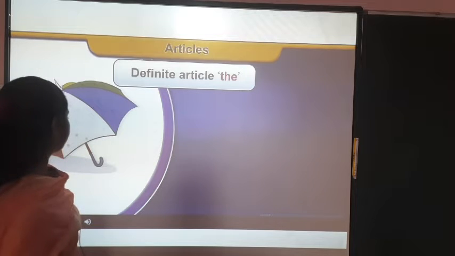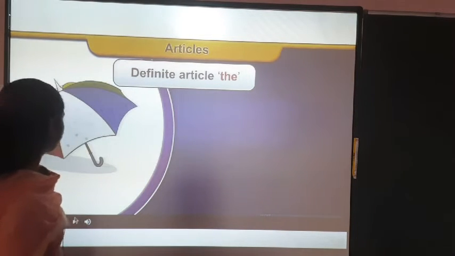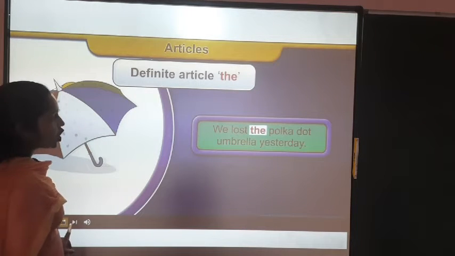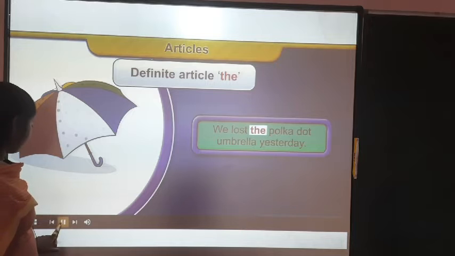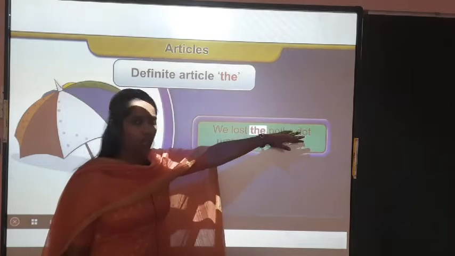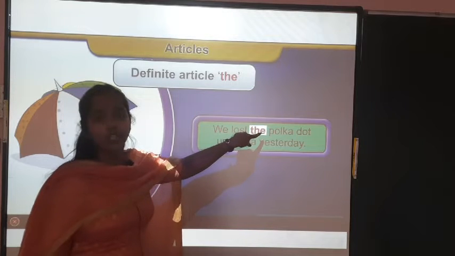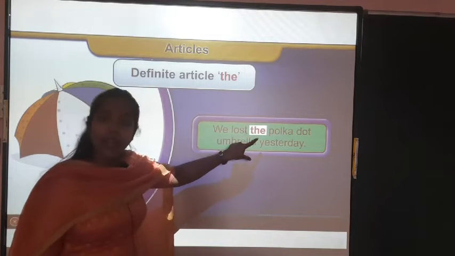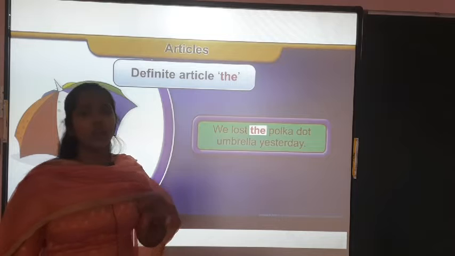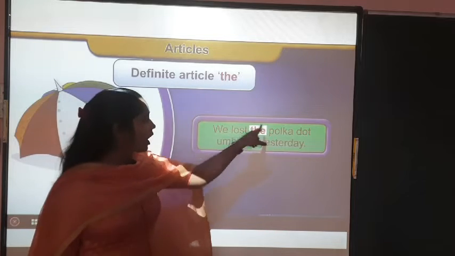We lost the polka dot umbrella yesterday. Now there is a question: if we leave out polka dot, and say we lost an umbrella yesterday, what will be the indefinite article here? It will be an umbrella. But a word is given here, polka dot. Polka dot means some type of embroidery work or texture. So we lost the polka dot umbrella yesterday.